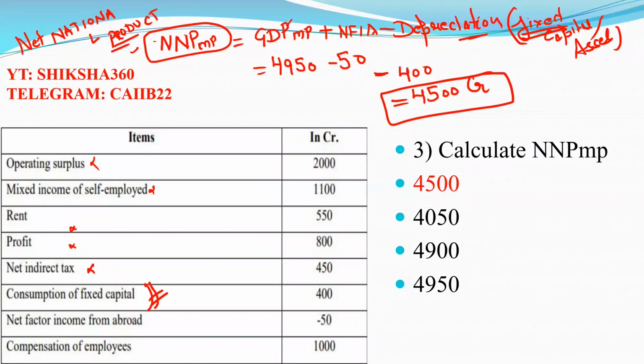Now move to the next question, question number 4. Hope it is clear to all of you how we can calculate the net national product if we are given the gross domestic product. Now move towards question number 4.